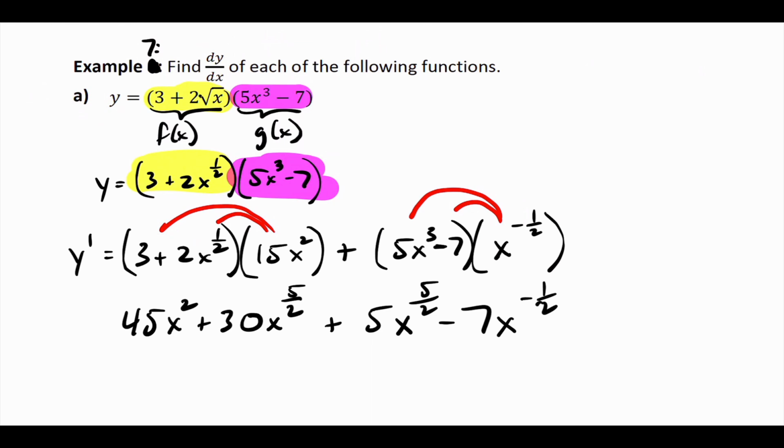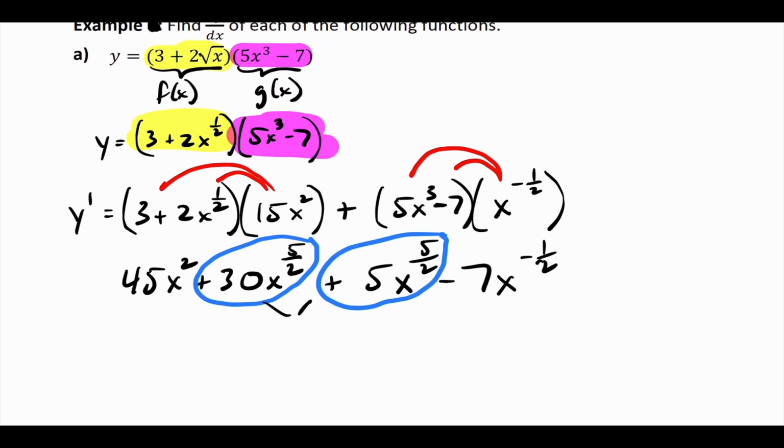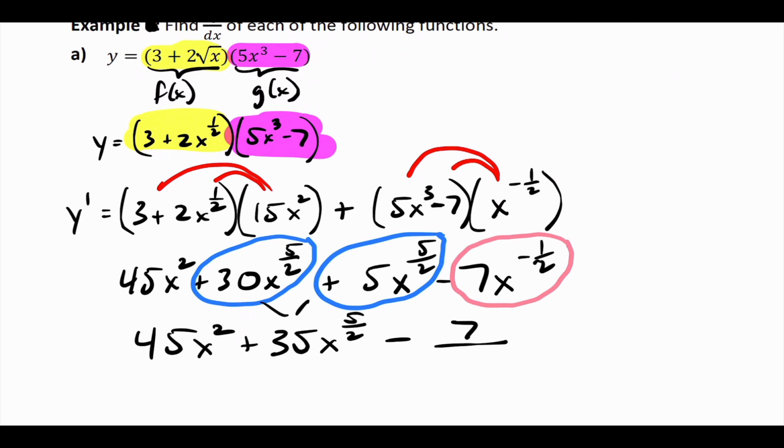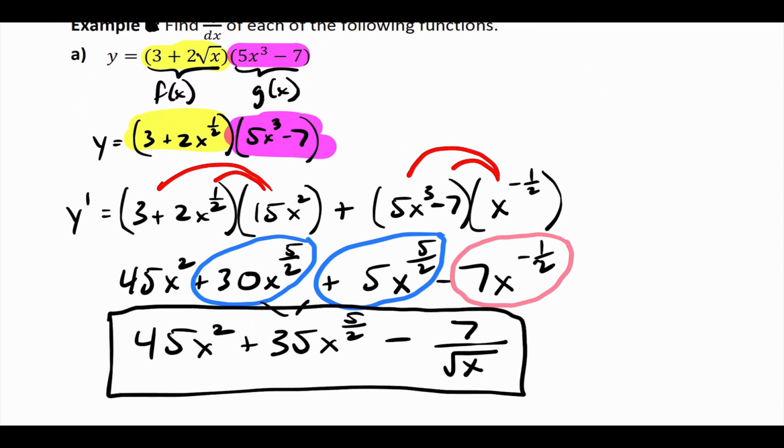Combine like terms. 45x squared plus 35x to the 5/2. And then this guy over here, I can't combine it, but I have to change it so it doesn't have a negative exponent. So it's going to be 7 over square root of x, because 7x to the negative 1/2.